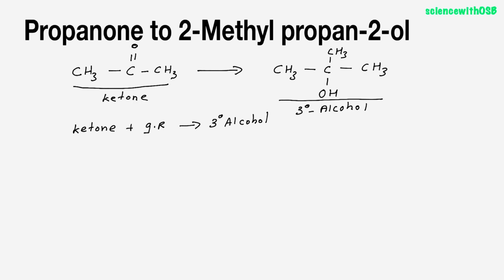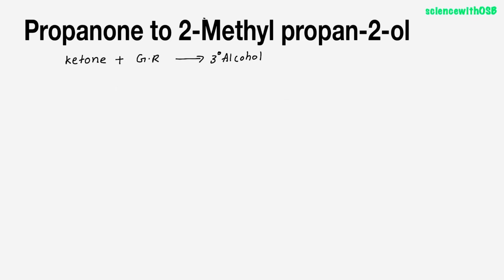If you check the reactant, how many carbons can you see? 1, 2, 3. And if you check the product, how many carbons? 4, right? 1, 2, 3, 4. Which means the Grignard reagent you are going to add must contain only 1 carbon. Let us convert. So propanone is CH3, C double bond O, CH3, right? Now you have to add a Grignard reagent which contains 1 carbon. What is that? CH3MgBr, right?